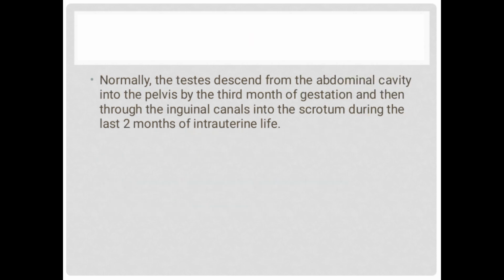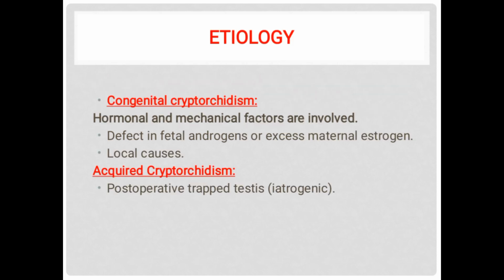Normally, the testes descend from the abdominal cavity into the pelvis by the third month of gestation, and then through the inguinal canal into the scrotum during the last 2 months of intrauterine life. The etiology can be congenital or acquired. Congenital, the cause may be hormonal and mechanical factors involved, if there is a defect in fetal androgen or excess maternal estrogen, or there are local causes. Acquired, it is caused by post-operative trapped testis, iatrogenic.